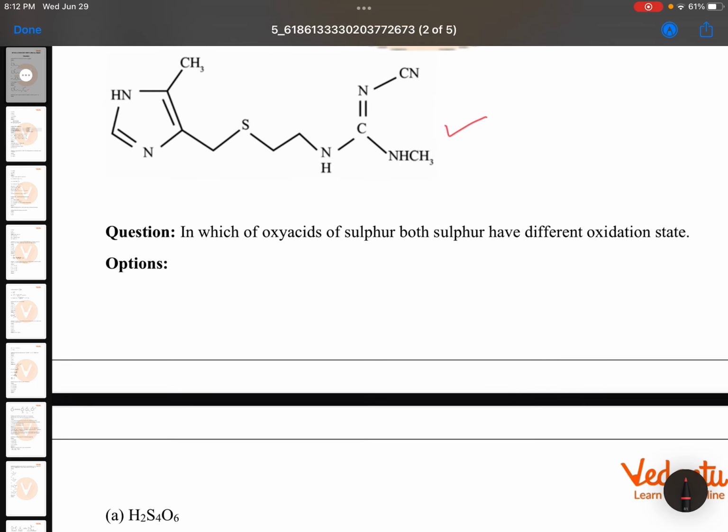Otherwise, just leave this. Don't worry much about this because while remembering these and biomolecules questions and all, you can revise complete organic chemistry. Don't worry if you are not sure about this question.